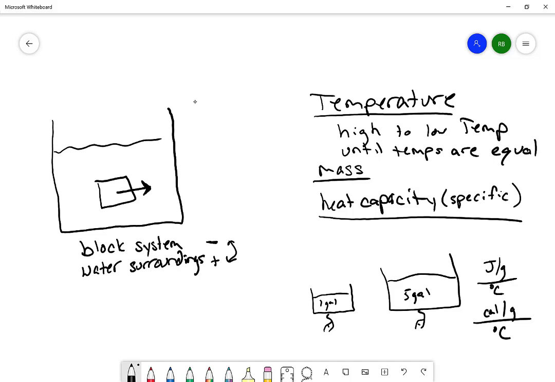So in a problem where we've got our warm block dropped into the water, we have these 3 factors, temperature, mass, and specific heat capacity, that are going to dictate how the heat flows. So of course heat is always going to flow from high to low temperature, but how much heat is going to flow and what are the final temperatures in the end, that's going to be dictated by the mass and the specific heat capacity. So now we're going to work on a couple practice problems. That'll be in the next video.